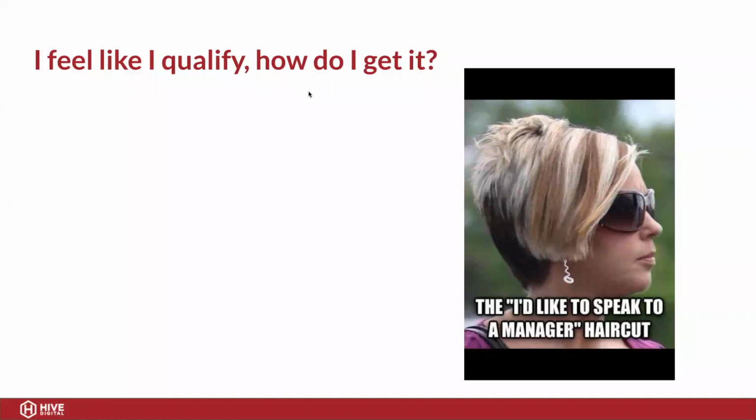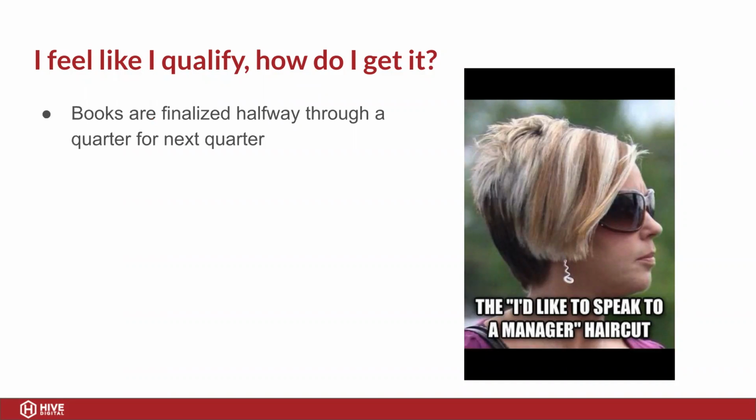So I feel like I qualify. How do I get it? Something to understand is books are finalized halfway through a quarter for next quarter. So let's say in January or February, you start spending a ton of money, and you're like, where's my Google rep? I've been spending tens of thousands of dollars every week for the last 2 months. Well, they're not going to pick that up until you spend the money, and then they put you into the next quarter. But the thing is that books are finalized halfway through a quarter.